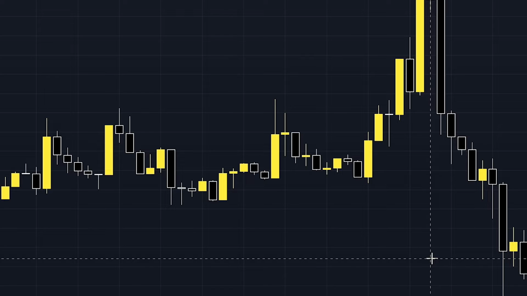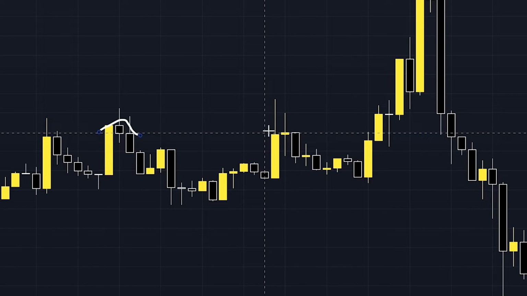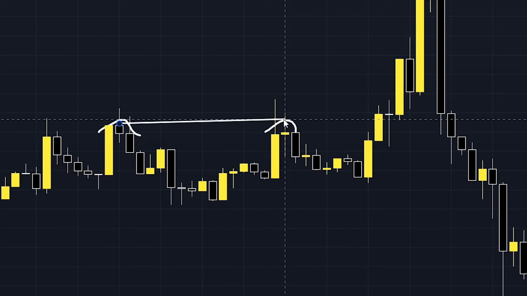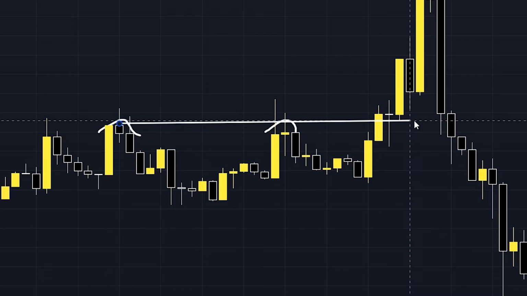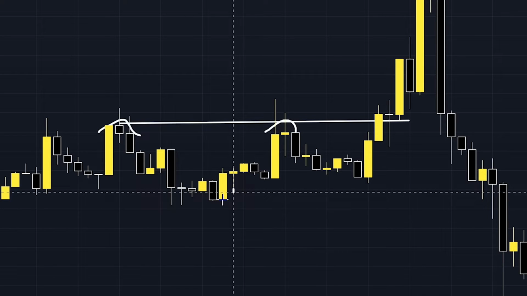Now, we have to find two highs. This is the first one and this is the second one. Then we connect these two highs with a trend line and we continue this trend to use it afterwards. Guys, as you notice, this trend line is a horizontal line and it will be used as a level of resistance. Second step, we have to find two lows.